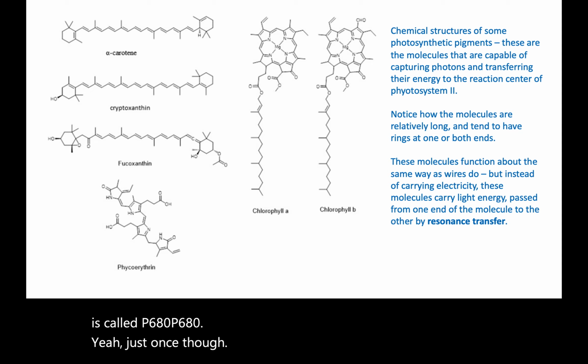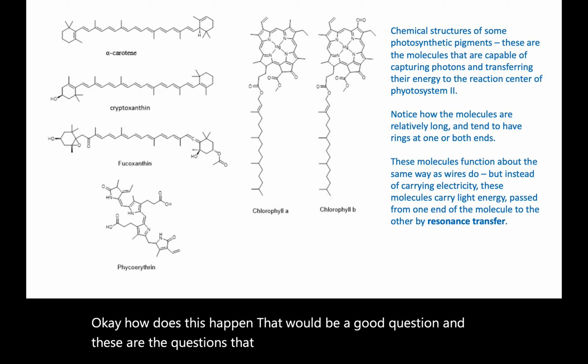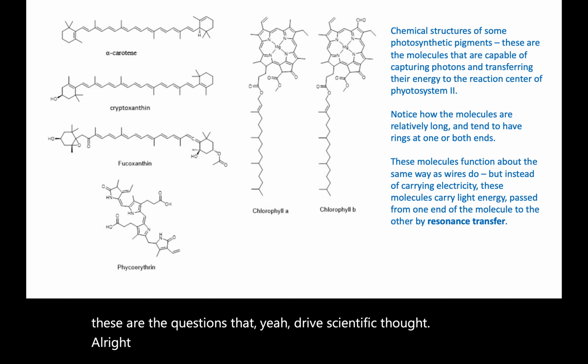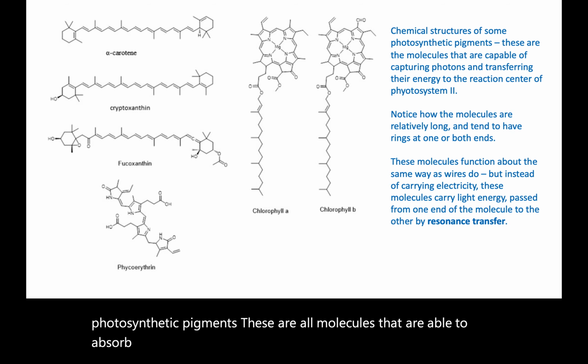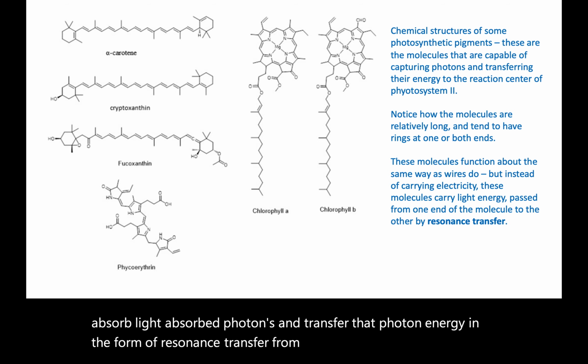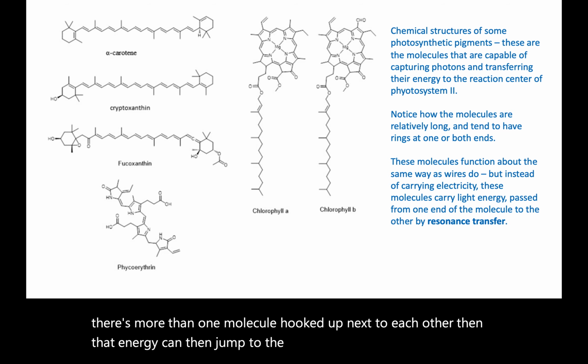Okay, how does this happen? That would be a good question. And these are the questions that drive scientific thought. All right, what you've got here are a variety of molecules which are called photosynthetic pigments. These are all molecules that are able to absorb light, absorb photons, and transfer that photon energy in the form of resonance transfer from one end to the other. And then if there's more than one molecule hooked up next to each other, then that energy can jump to the next molecule and keep going.